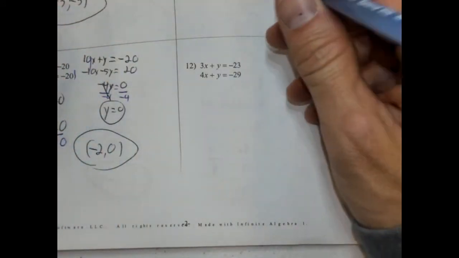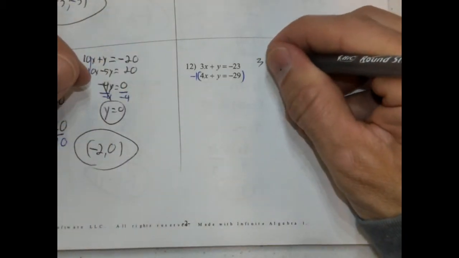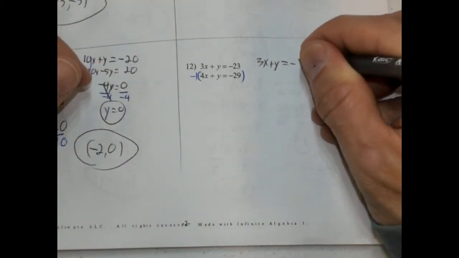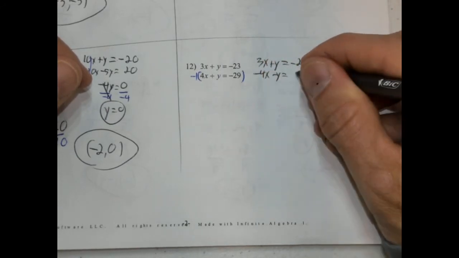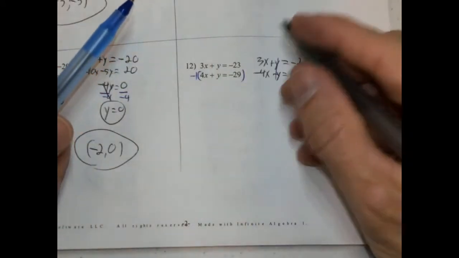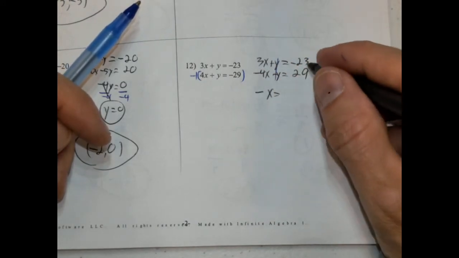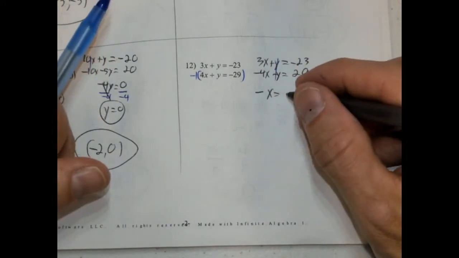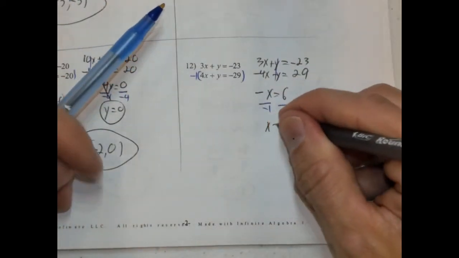Alright, last one. Yeah, we're definitely going to finish this in time. Nice. We're going to multiply by negative 1. So we get 3x plus y equals negative 23. And then we get negative 4x minus y equals positive 29. So the y's are going to cancel. We're going to get negative x, because 3x take away 4x is negative x. And then we're going to get 6, because negative 23 plus 29 is going to be positive 6. We divide by negative 1, because that's our coefficient. And x will equal negative 6.